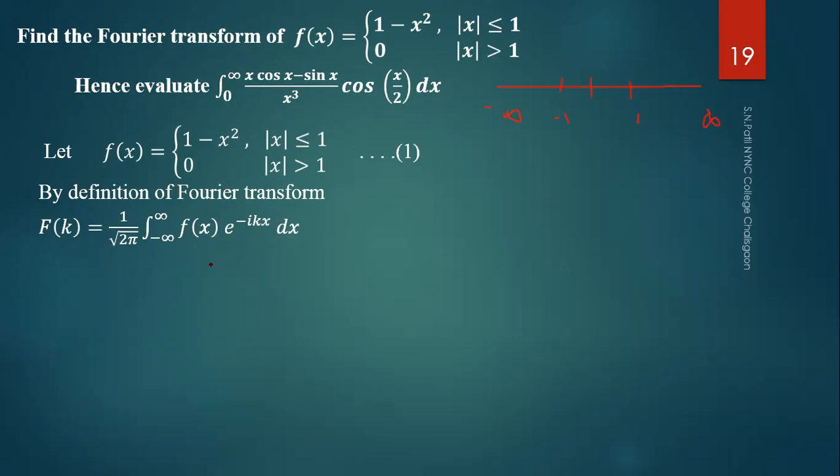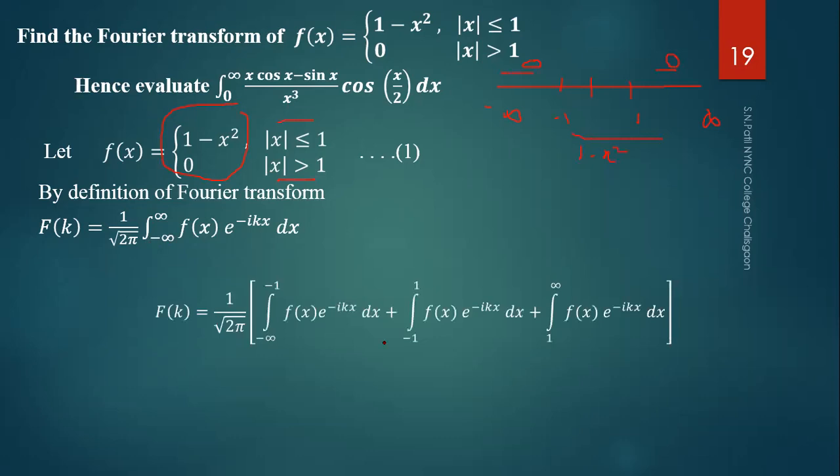Now see, here the given problem is divided into parts. When x lies between -1 and 1, its value is 1 - x². And here there are two other parts, where the value of the function is 0. So first of all, we divide the integral from minus infinity to plus infinity as minus infinity to -1, -1 to 1, and 1 to infinity.